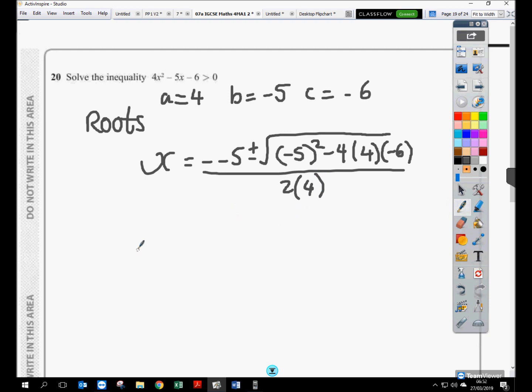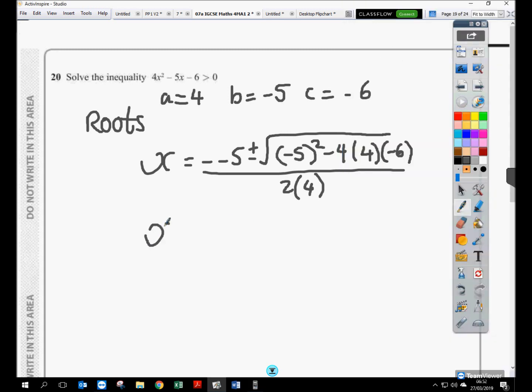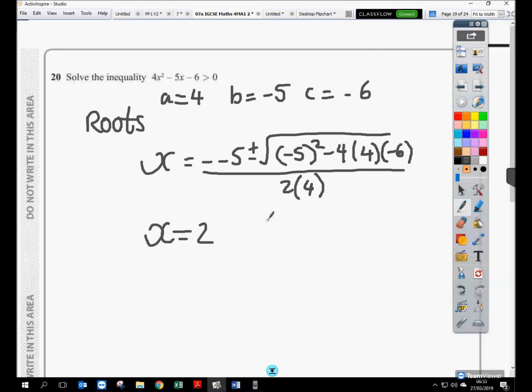If you use the ClassWiz calculator here, we can work out the roots. So menu, equation, polynomial, degree 2, and into your a, b, and c, so 4, negative 5, negative 6. And we end up with two roots: x equals 2, or x equals negative 3/4.